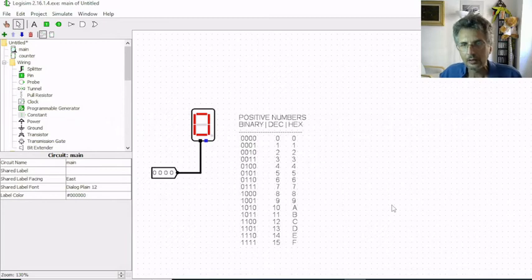Here we can see all possible numbers that we can write using just 4 bits, starting from 0, which is 0000, till 15, F in hexadecimal. And now the question is, how can we represent negative numbers? Because all these numbers are positive. And if we want to write a negative number, how can we do it using binary numbers?